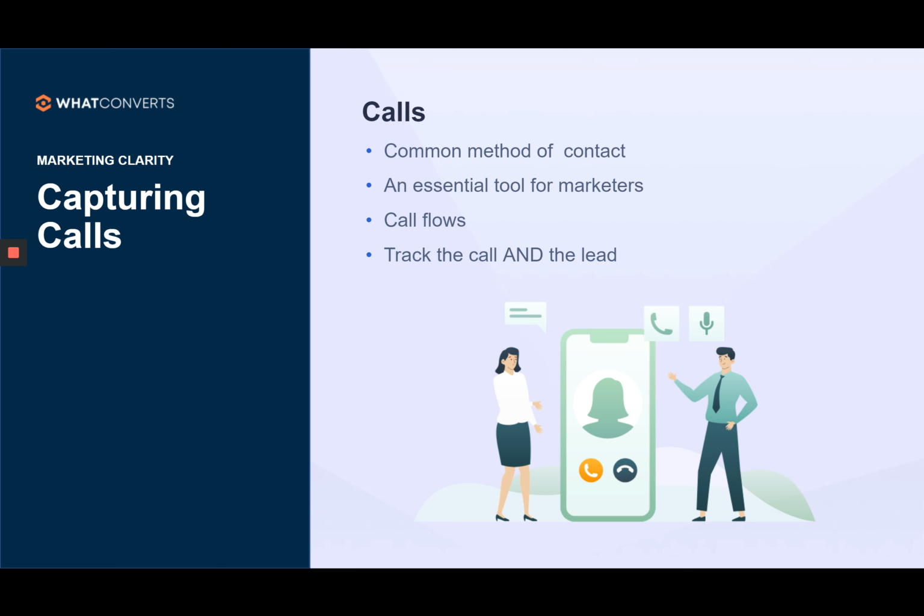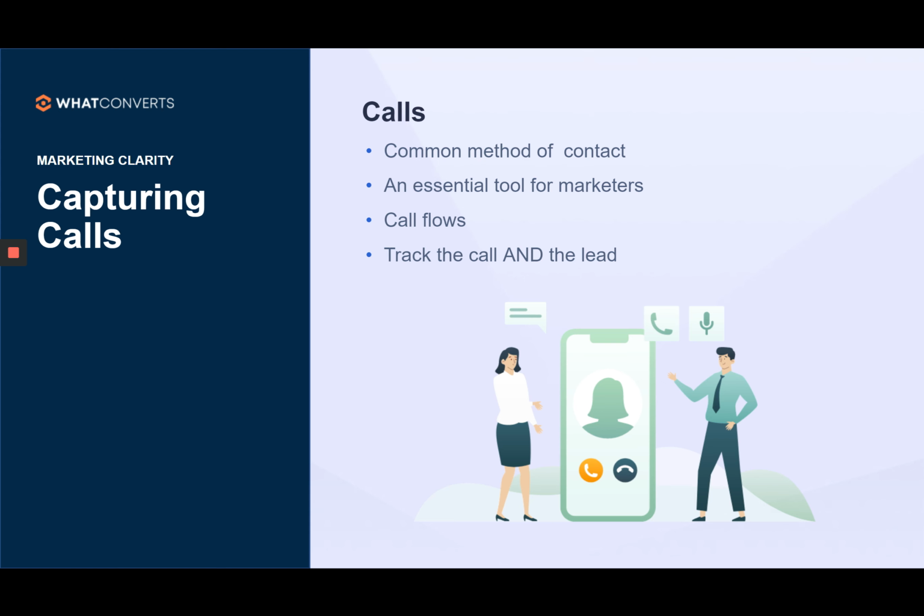One thing to consider when finding a call tracking tool is call flows. Call flows, most people are familiar with them. If you call your bank, you get a call flow. If you call a pharmacy, you'll get a call flow. Call flows are just menu prompts. Let's say you're calling an auto dealership. You're going to hear a menu prompt that says press 1 for sales or 2 for service if you need your car serviced.